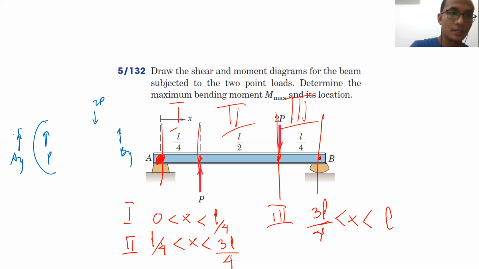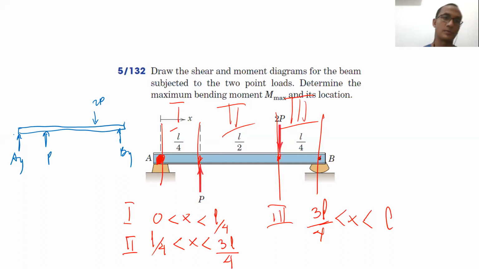Then this one, the P there and the 2P there, will cause discontinuity as well.